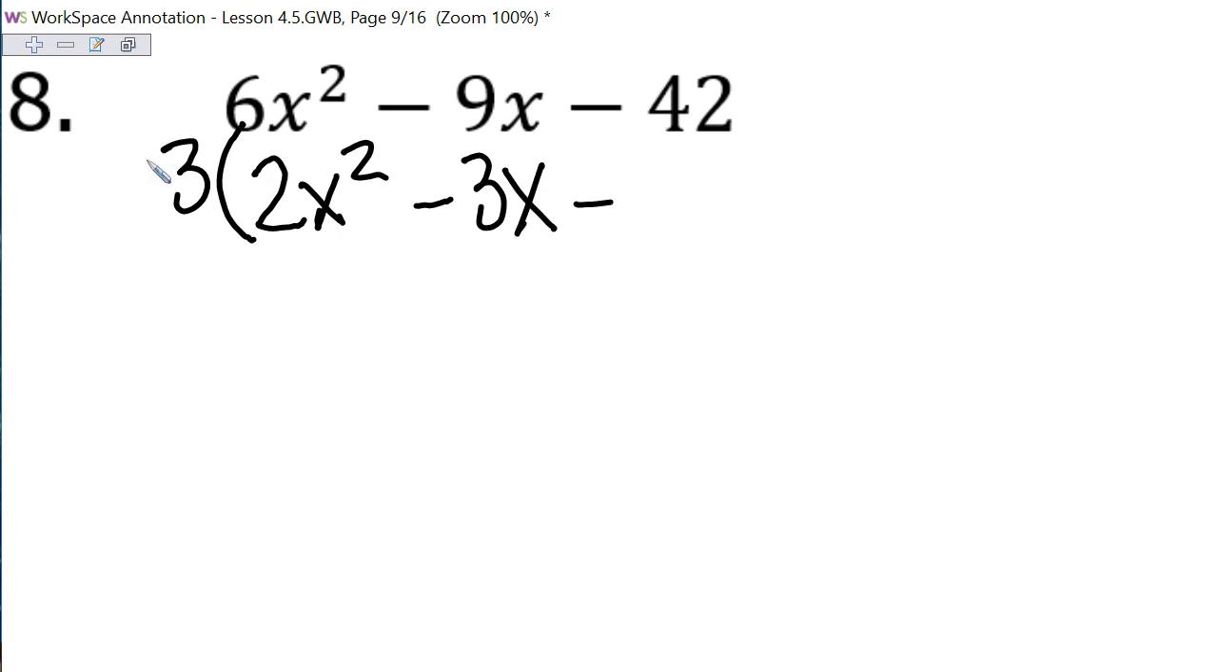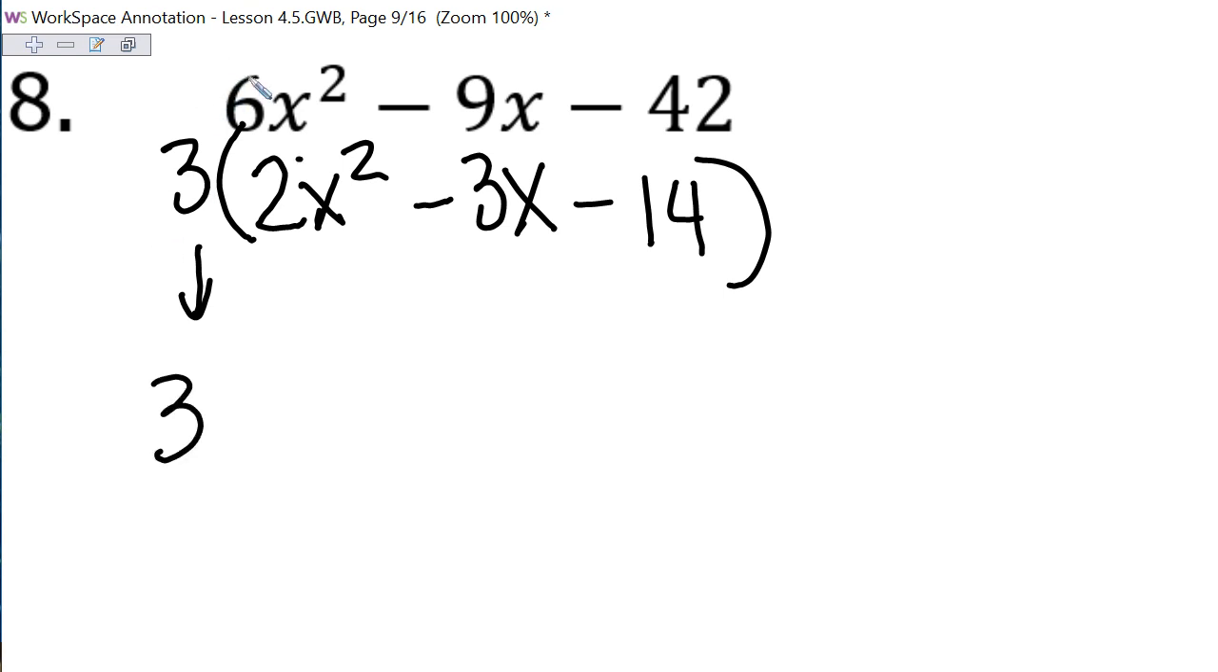And then the minus, and 3 times what gives us 42? 14. Now bring down the GCF, bring down the 3. Notice this is still bigger than a 1x squared. So if it's bigger than a 1x squared, you have to do the AC method.